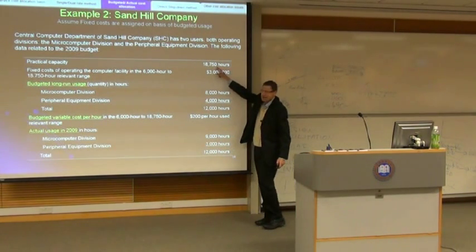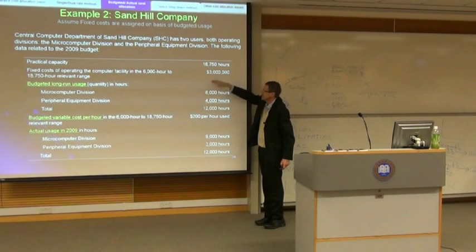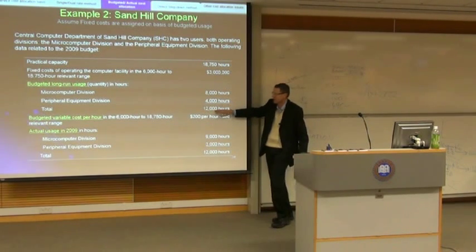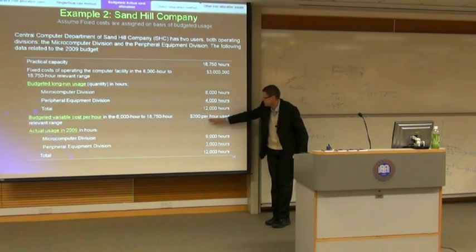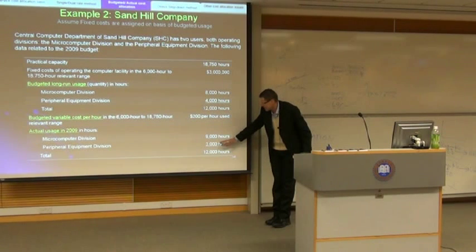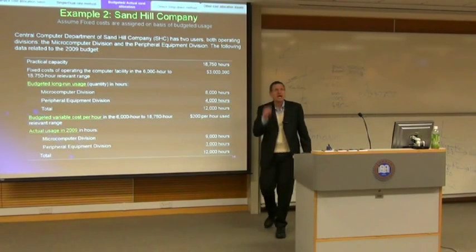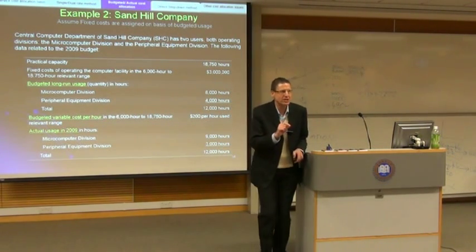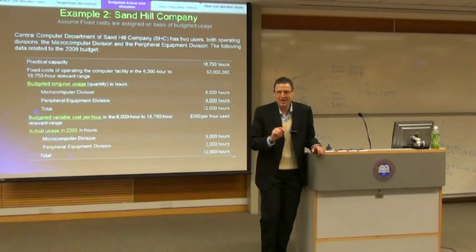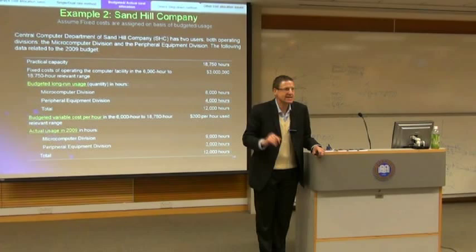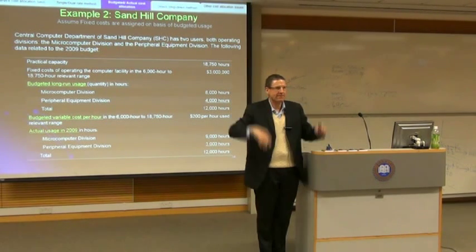We got, again, there's our total budget. There is our fixed costs, 3 million. There we have long run usage, 8,000 hours, 4,000 hours, we have a total of 12,000. We have $200 per hour used. Actually, we used 9,000 hours, 3,000 hours were actually used. You know how to game the system. What do you say, the budget is going to be more or less? Hands up for more. Hands up for less.